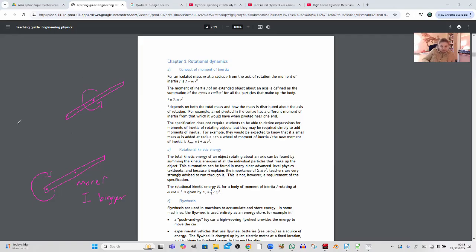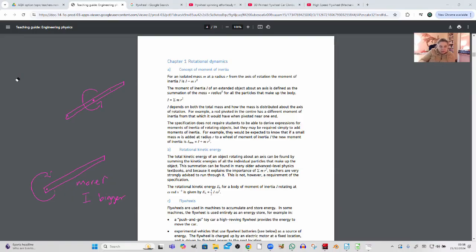That's a bit confusing. I'll get rid of that dot because it looks like I'm rotating it around there. Didn't need to do that. Okay, right, so those are the moment of inertia bit.